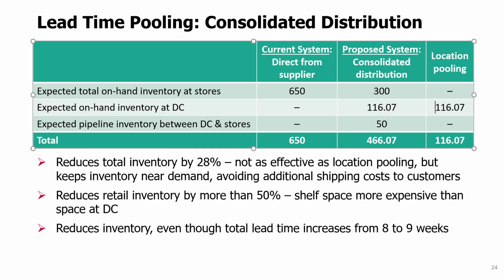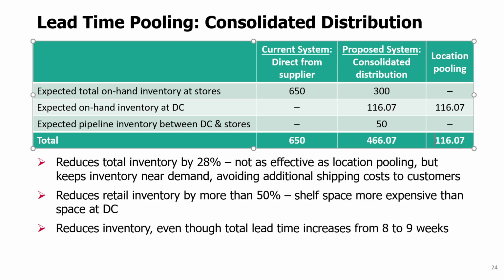So we see here all the demands of the stores are combined. The lead time is still 8 weeks, but an order-up-to level will be determined such that the end of period expected on-hand inventory in the DC will be much smaller than 650, the total inventory in stores. So this is a great benefit.